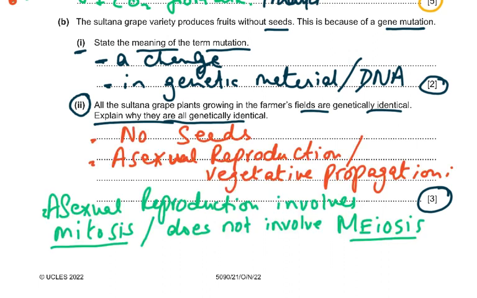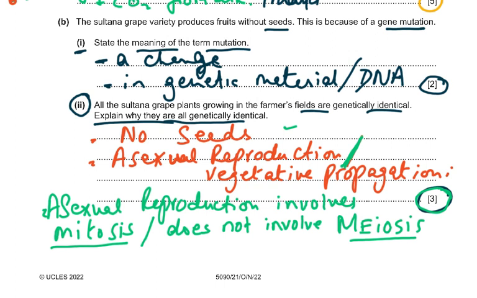Remember, when you're answering this paper, you must think about the marks. If there are 3 marks, think of 3 points. So the first thing is that it does not have any seeds, and seeds are produced by meiosis and then pollination, fertilization, and all that. And because this is just asexual reproduction, or you can use the word vegetative propagation. When I put a slash here, it means either you said this or you said this. Please don't put slashes in your answer.